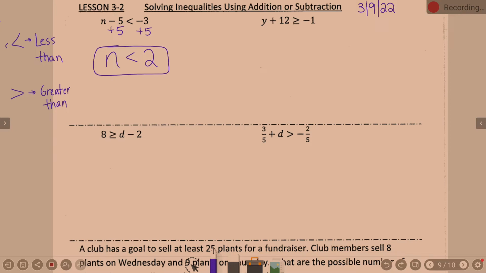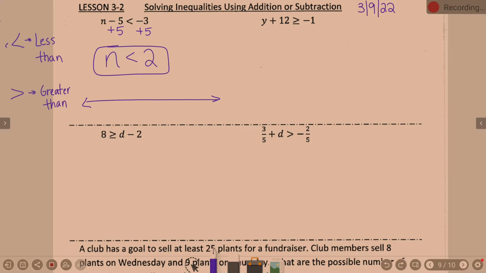We're not done with this one, because the other thing we have to practice is graphing these answers. So in order to graph them, I'm going to make a number line. What is a number that has to be on this number line? The answer of 2.